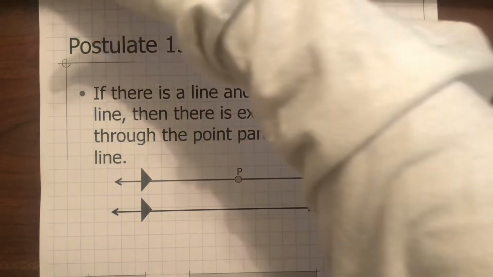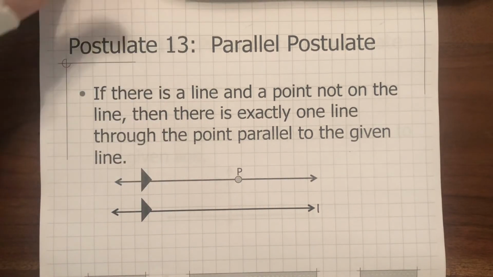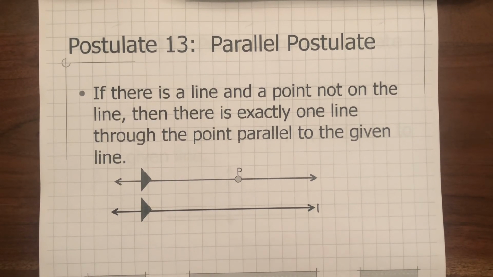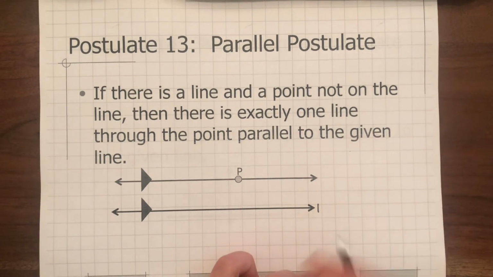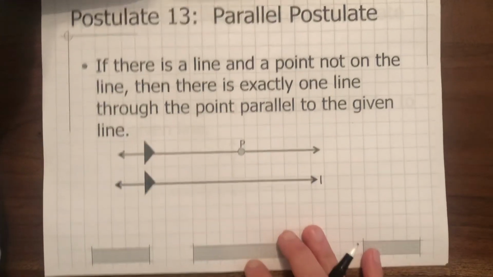So we're going to look at just the basic parallel postulate. Remember, a postulate is just a rule that does not need to be proven. So this is the rule, and we're just going to list it out because I've already drawn the diagram here. But it says if there is a line and a point not on the line, then there is exactly one line through the point parallel to the given line. And I give you these here, okay? But I'm going to actually draw it separate so you can see what order I'm talking about it in.